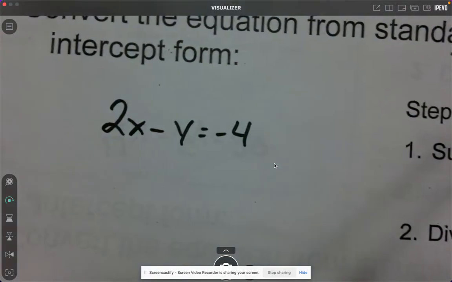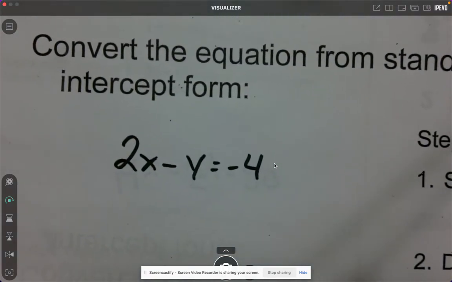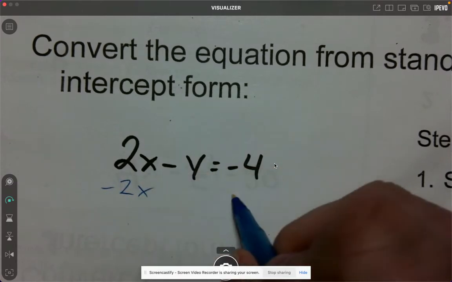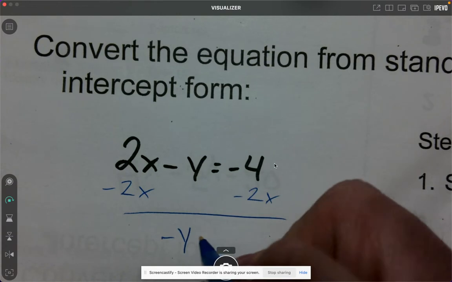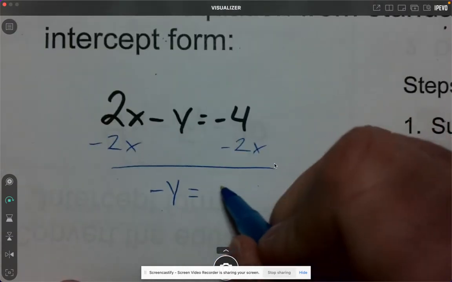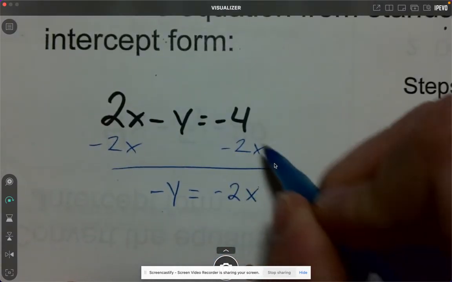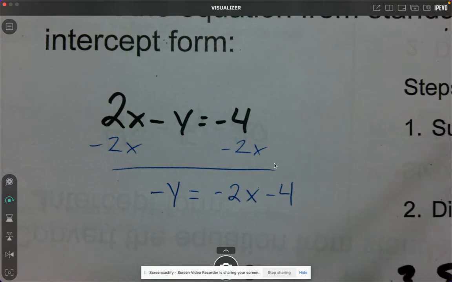Example 2. Okay, so this one is kind of similar, I think, to the first video you saw. Same thing again, subtract 2x on both sides. Now you bring down the negative y equals. Now over here, you're left with negative 2x minus 4. Make sure you're copying this down.